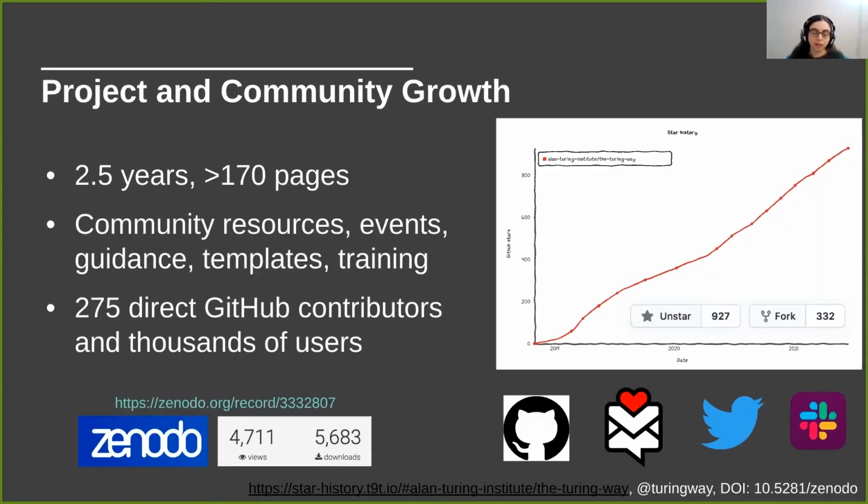So we have seen the Turing Way project and its community grow in the last 2 years or 2.5 years since it's been founded.